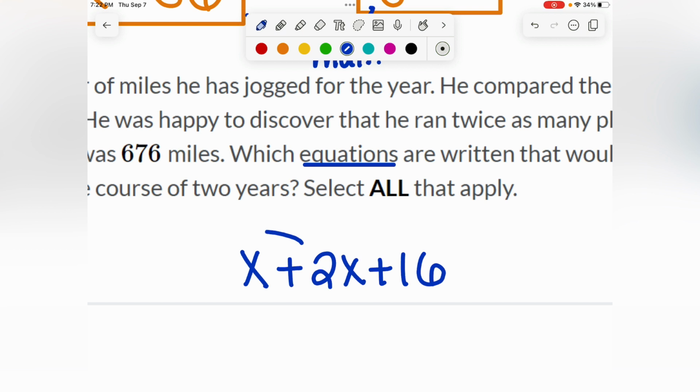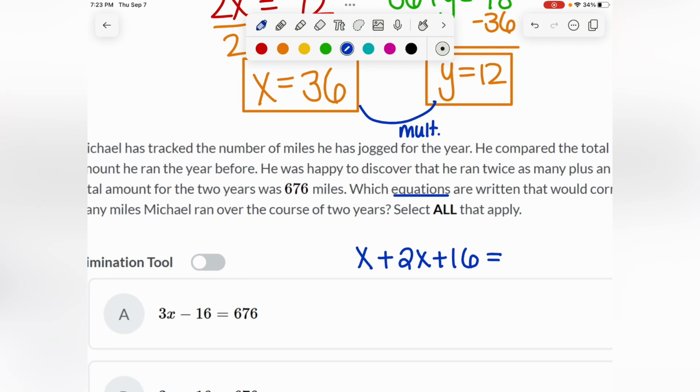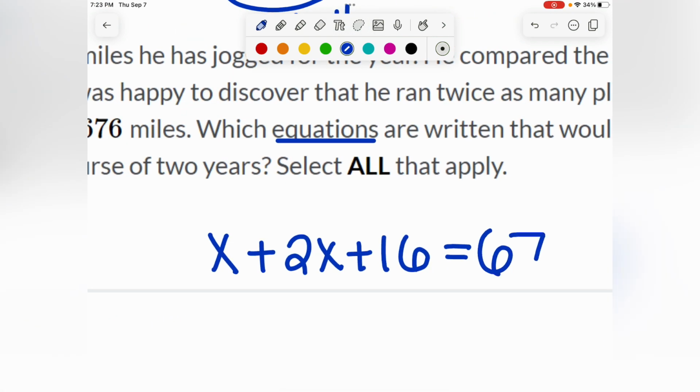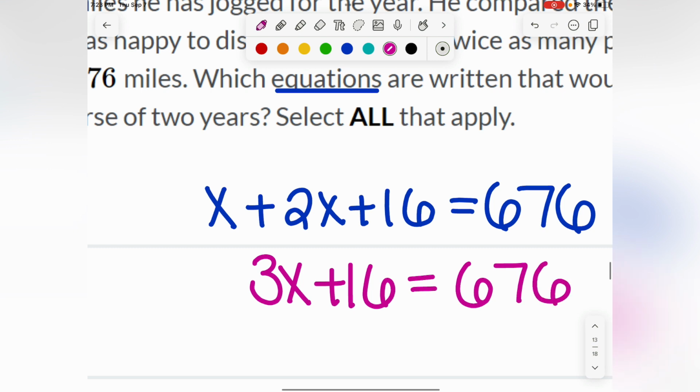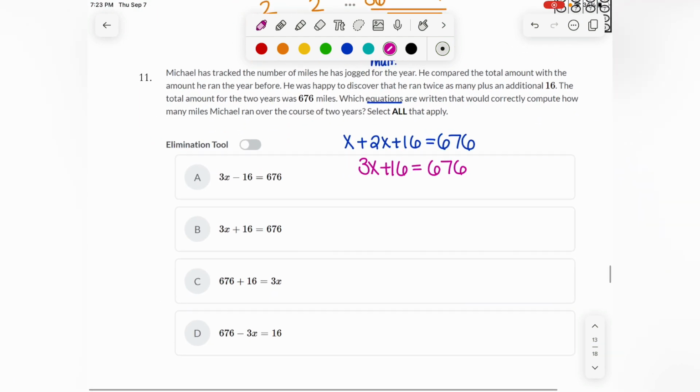So we have to add this X on because we're saying this is what he ran this year plus an unknown amount from the year before. So that's why there's 3 X's, and that has to add up to the 676. So we get 3X plus 16 equals 676. So let's look at our answers and figure out which one of these matches, and it's this one, B. But then it says mark all that apply.